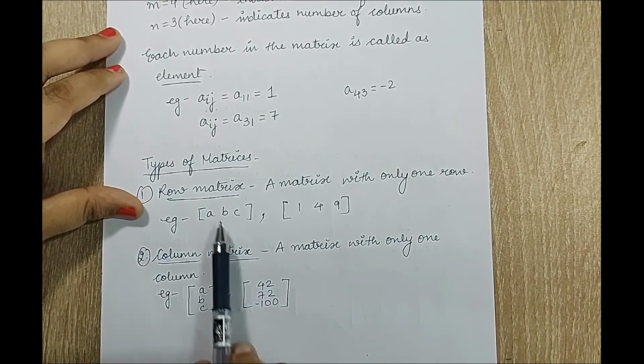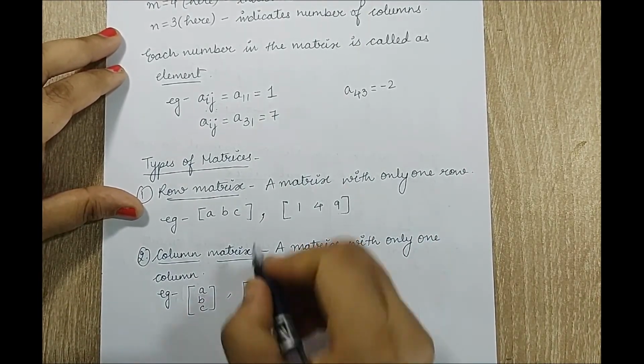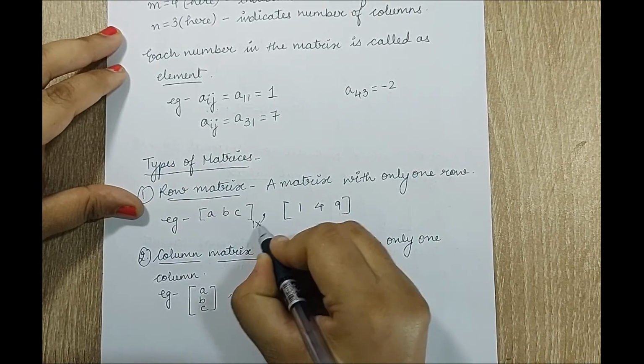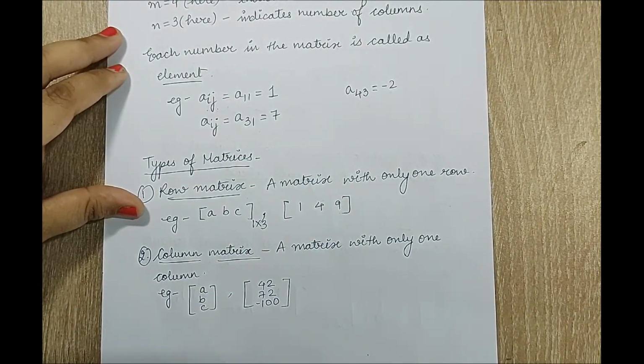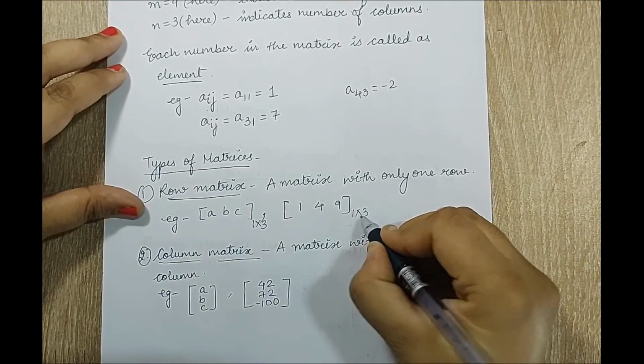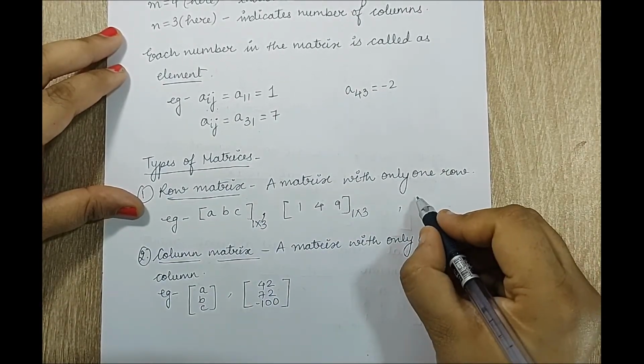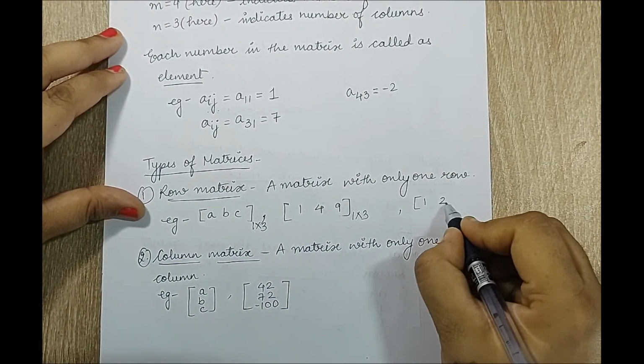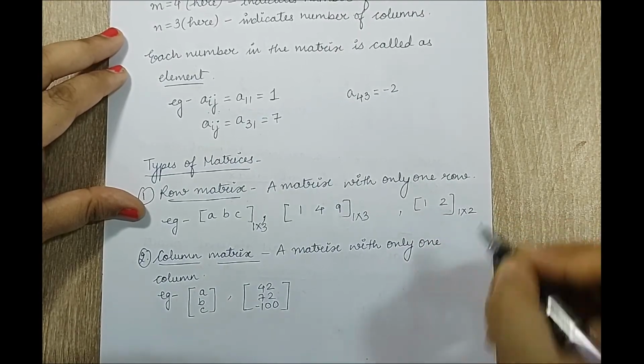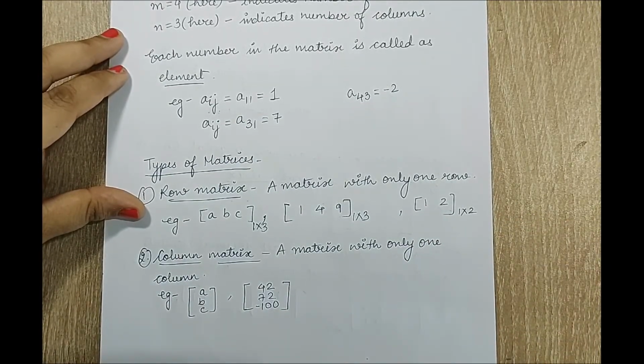Now I'll just write down something for you. This is a row matrix. As you can observe, there is only one row, correct? So the number of columns is going to be 3. So 1 by 3 is the order of the matrix. Same way here also I've written 1 by 3. If you want, you can write a 1 by 2 also. This is 1 row, 2 columns. So this is also called a row matrix.